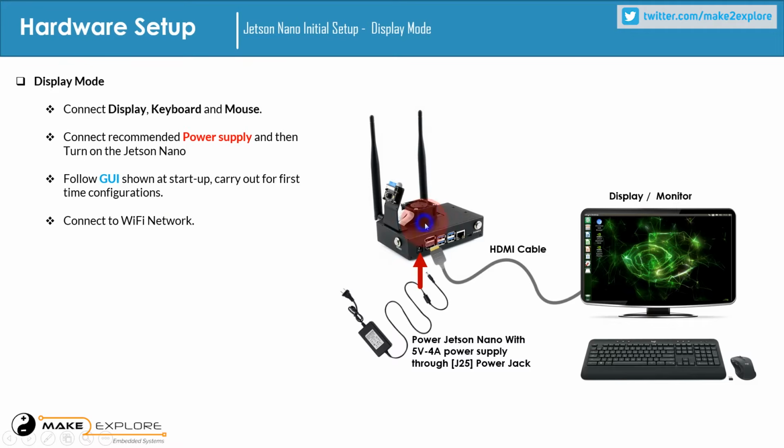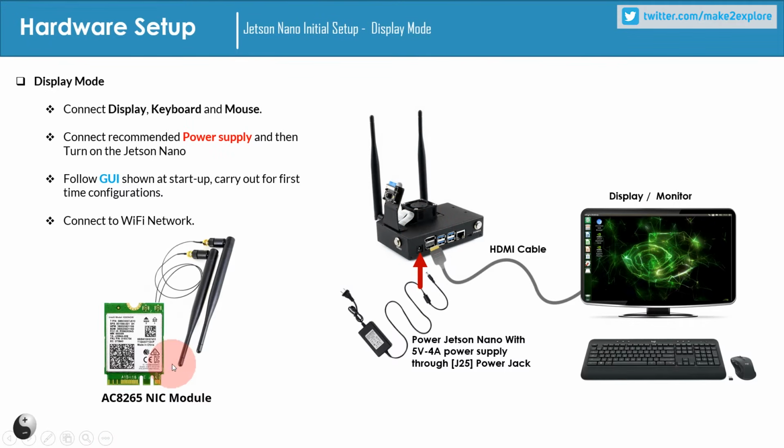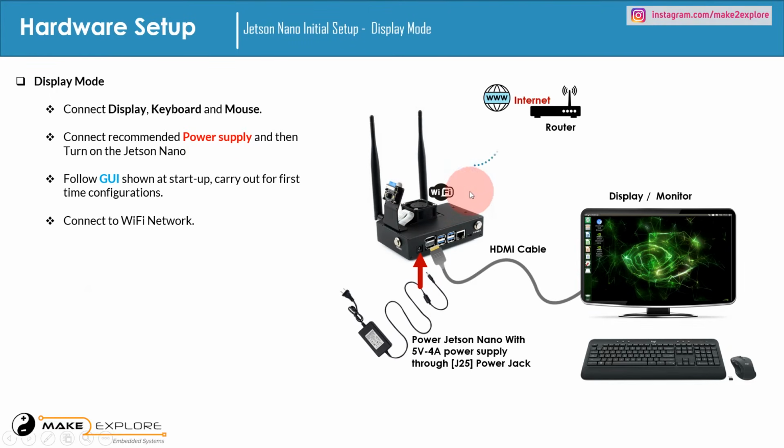We have interfaced Jetson Nano with Wi-Fi network interface card, AC8265. This one, which has dual mode Bluetooth and Wi-Fi, it gives our Nano wireless, means Wi-Fi feature. Therefore, we can connect Jetson to our router wirelessly and can access the internet.